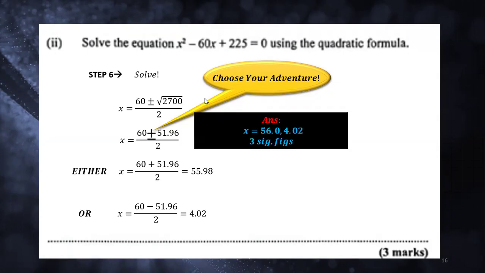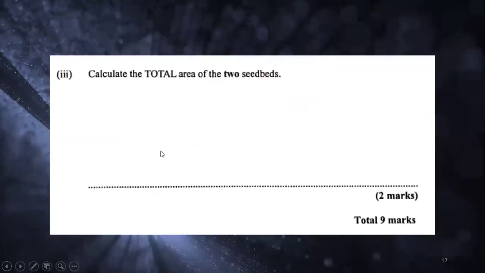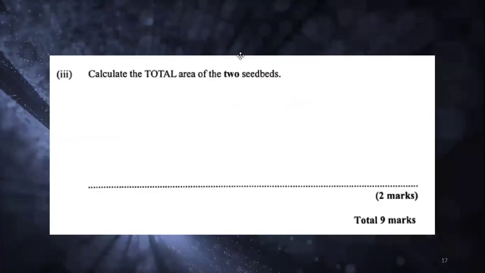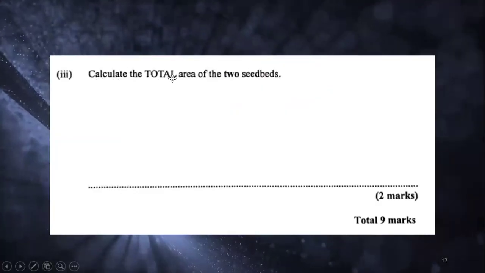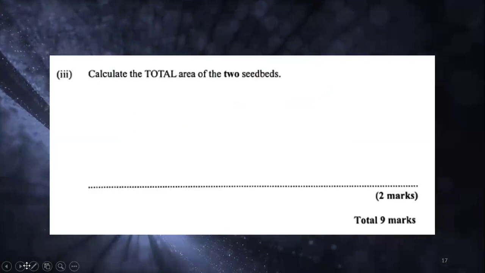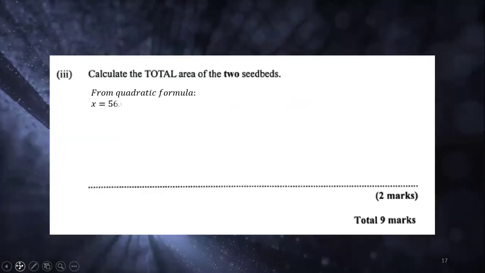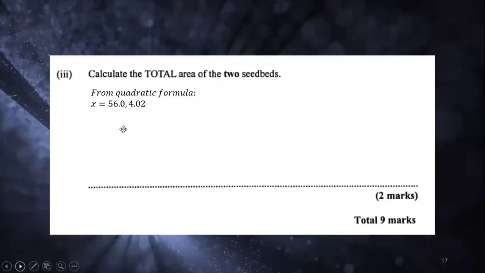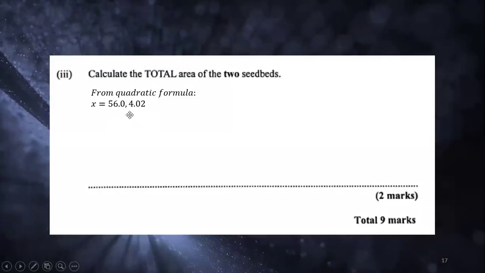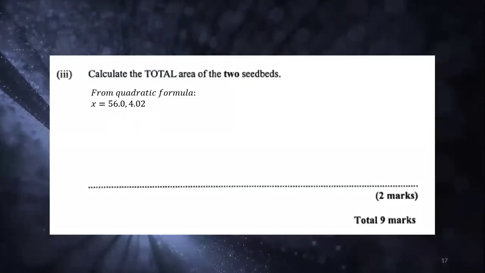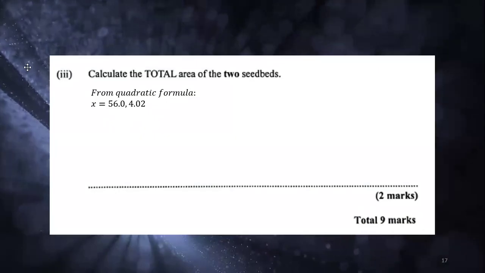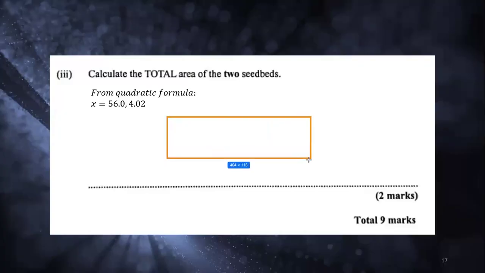So that's the solution to this quadratic equation. Next, we're going to be looking at the total area of the 2 seed beds. Calculate the total area of the 2 seed beds. How are we going to do that? Simple. On the quadratic formula, we're going to be choosing which one to use. And which one should we use? What do you think? 56.0 or the 4.02? Remembering that the x represents the length.